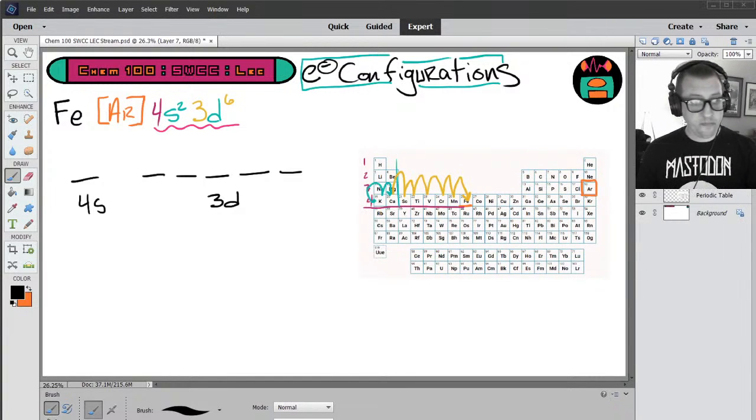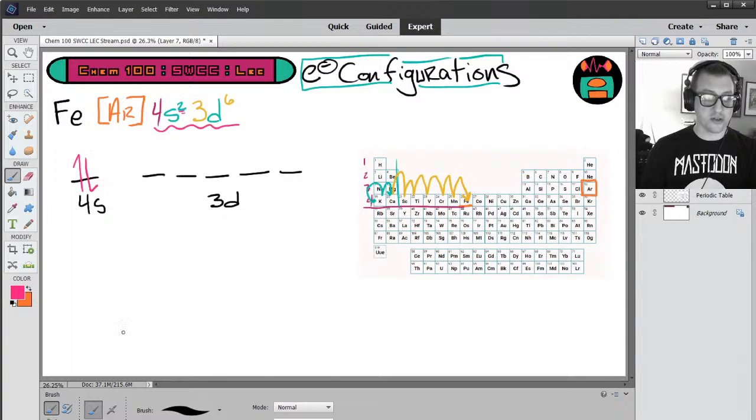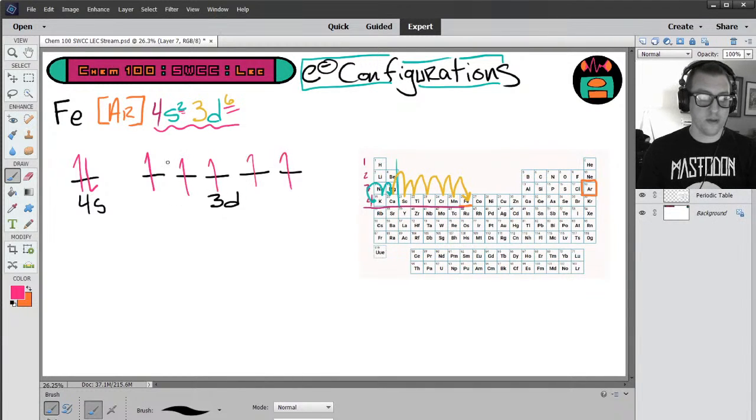First, let's write the orbital diagram here. So we have 2 electrons in our S subshell, so we put 2 electrons in our S subshell. And now we have 6 d electrons. Now remember, electrons repel each other. They don't want to share an orbital if they don't have to. And we have 5 d orbitals here. So we're going to put 1 electron in each one. So that's 1, 2, 3, 4, 5. And then we have to put a 6th somewhere. Doesn't matter where. So that is the orbital diagram and electron configuration for iron.